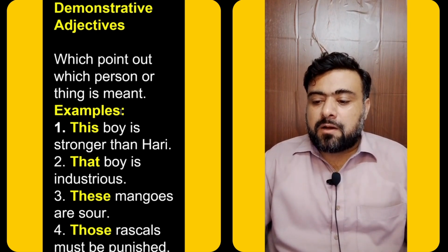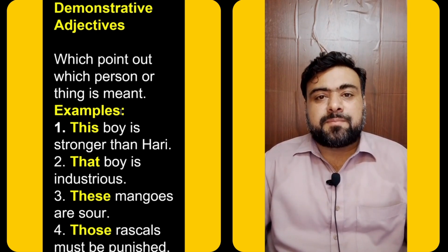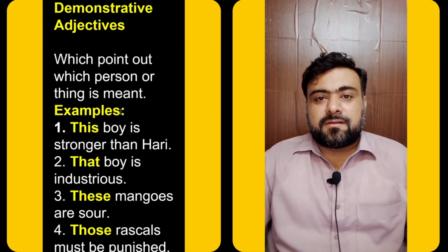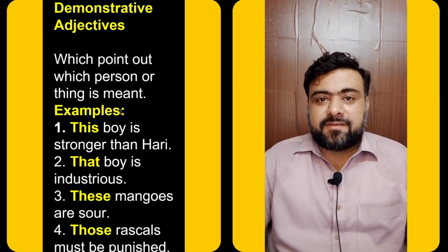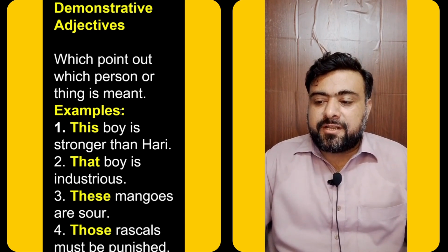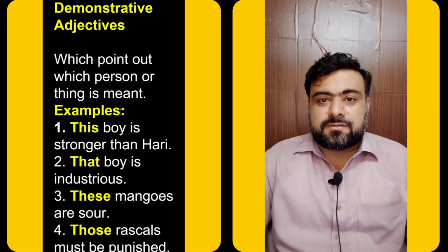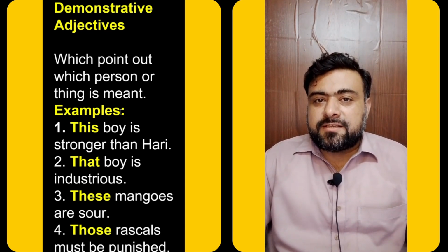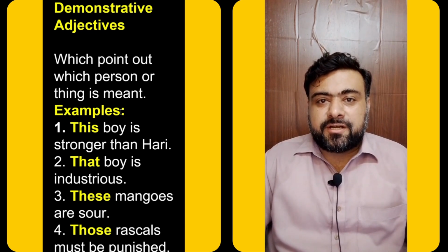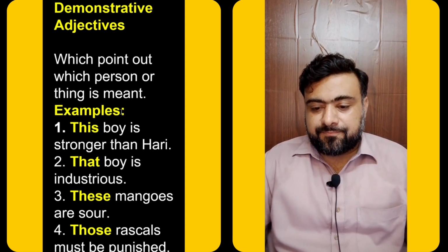These mangoes are sour. Those rascals must be punished. The word these is an adjective and it is demonstrating the noun mangoes. Similarly, in those rascals, those is an adjective and it is demonstrating the noun rascals.